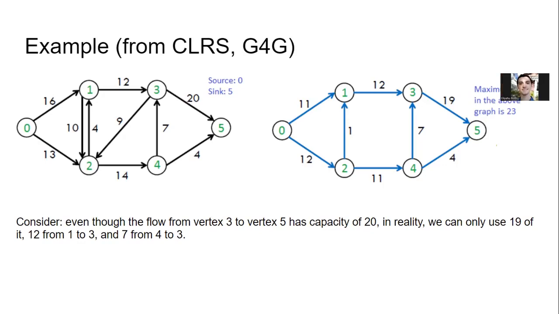From 3 to 5, it's 19 instead of 20. So the question is why? Why can we not use the full capacity? The answer is, you can't have more water coming out of a pipe than the water that's coming in, right? So how much water can go into 3? 7 plus 12, right? You can get 7 from this source and 12 from that source. So the maximum that can come out of 3 in any given unit of time is 19, right?